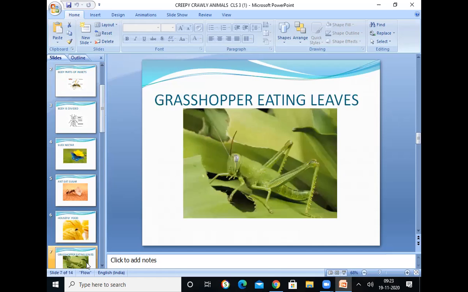Yes, next one is the grasshopper. Grasshopper will eat leaves. The color of the grasshopper matches the leaves. Because the grasshopper is green, in the same manner the leaves or the grass will be green. So it can hide itself inside the leaves or inside the grass.